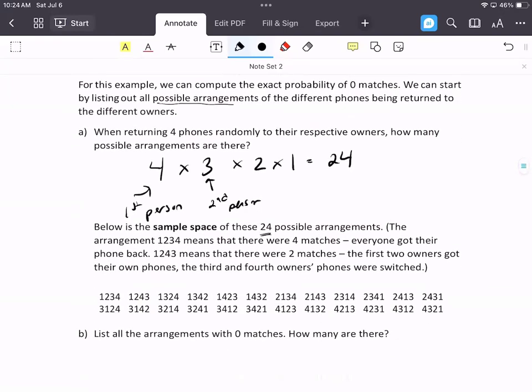And written below are all 24 possible arrangements. Now, you may be like, well, where are the letters like Jack, Queen, or King? Well, what we did instead is we wrote each arrangement using 1, 2, 3, 4. So the numbers 1, 2, 3, 4 mean that the first person got their phone, the second person got their phone, and the third and the fourth person got their phone. So that means that there were 4 matches. Everyone got their phone back. Whereas 1, 2, 4, 3 means that the first person got their phone, the second person got their phone, but then the third and fourth were flipped.